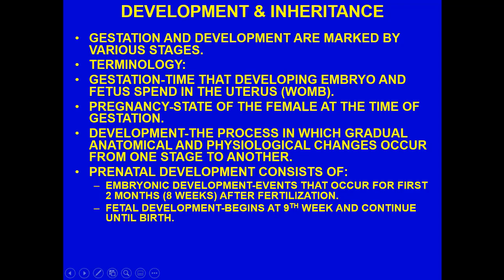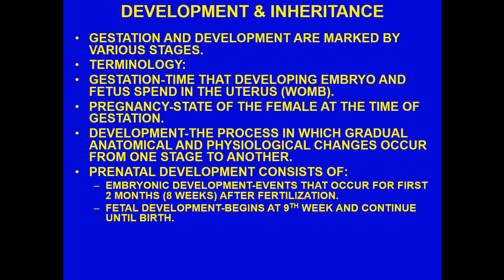Now, gestation and development are marked by various stages. Therefore, I have to get into some terminology here for a minute. Gestation is a time that developing embryo and fetus spend in the uterus. It's also referred to as the womb. Pregnancy is the state of the female at the time of gestation. Development is the process in which gradual anatomical and physiological changes occur from one stage to another.